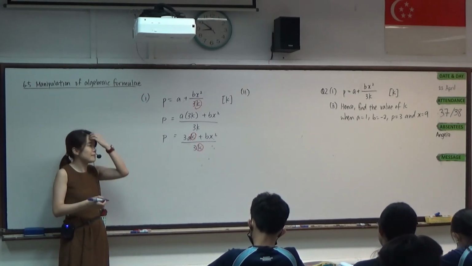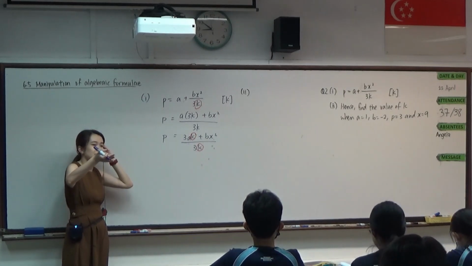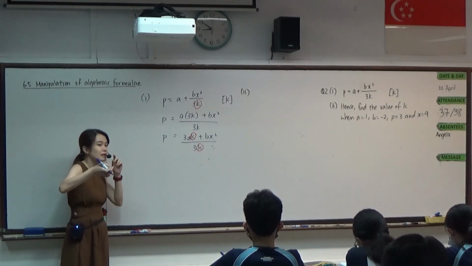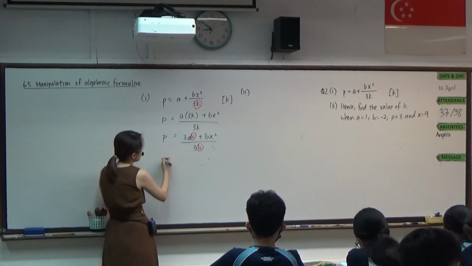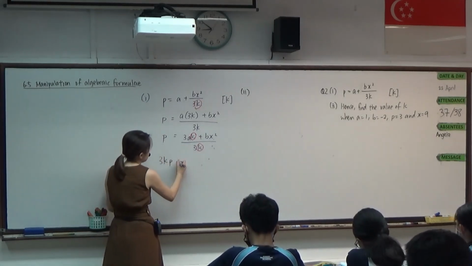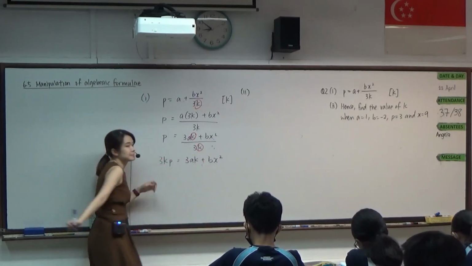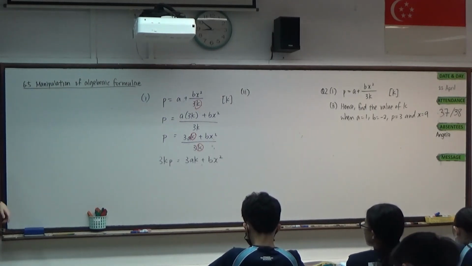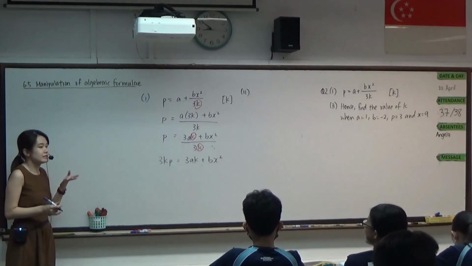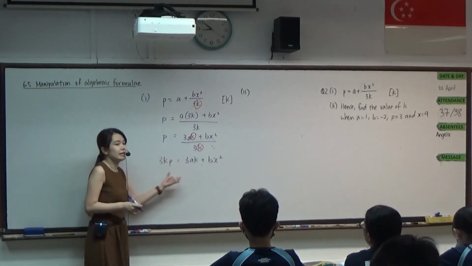Will anyone be able to tell us how to move on with it? Yes, Rose. Okay, multiply 3K to P. So we can do the cross multiplication so we get 3KP equals to 3AK plus Bx squared. Then from here, what next? Move the 3AK over.